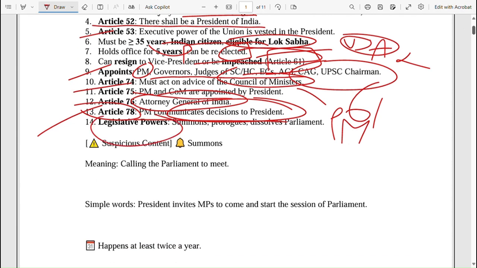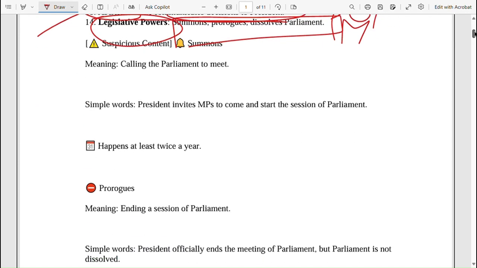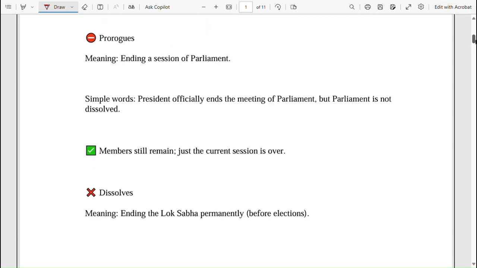And what are the legislative powers of the President? He summons, prorogues, and dissolves Parliament. What do these mean? Summons means he can call for a meeting. In simple words, the President invites the members of Parliament to come and start the session of Parliament. This happens at least twice a year.